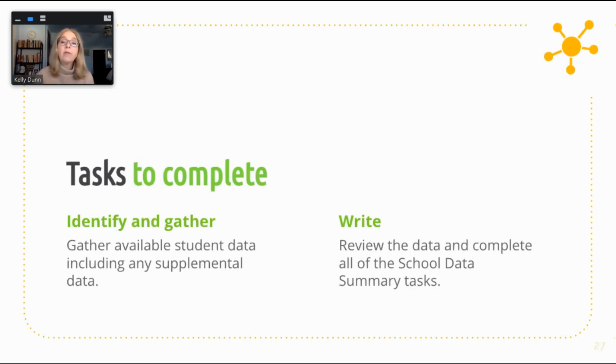Your tasks to complete for this school data summary section are: identify and gather student achievement, attendance, and discipline data that are available to you. Also identify and gather any supplemental data, such as needs assessments, surveys, information from teachers or parents. Then review the data and complete all of the school data summary tasks. Completing the school data summary will help walk you through the process of analyzing and prioritizing your data, which will then lead to our next set of tasks, setting goals.